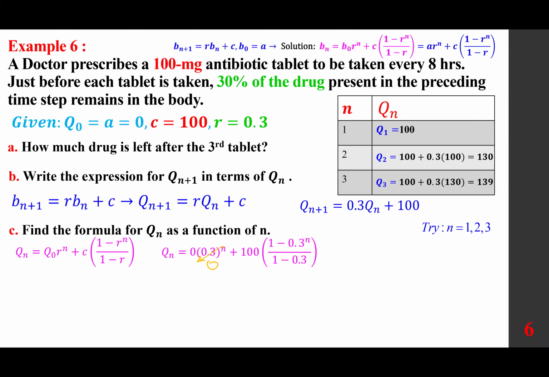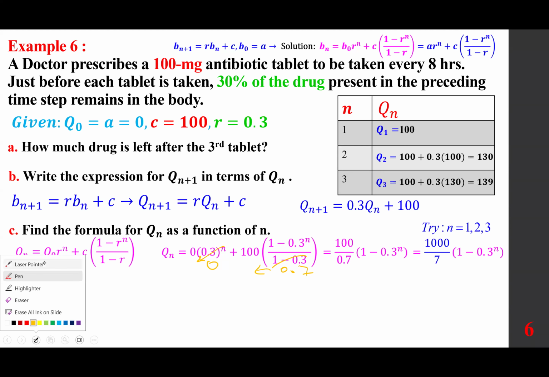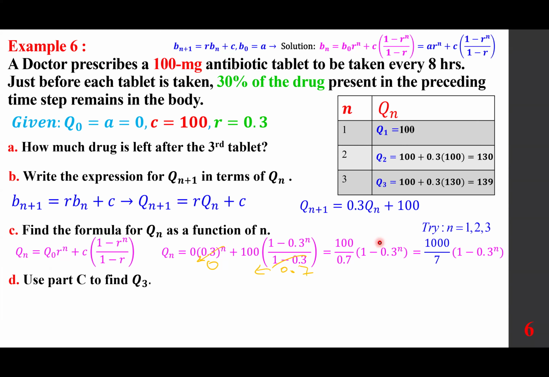This goes to 0. This is 0.7. Put it under 100, and you get 100 over 0.7. And we better change it to 1000 over 7 because we need to multiply. We can't have a decimal in the denominator, so we multiply the top and the bottom by 10. And the main reason we do that is for the final step of limiting.